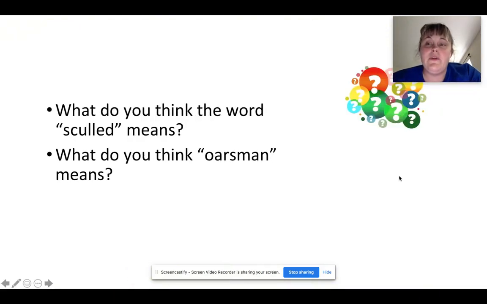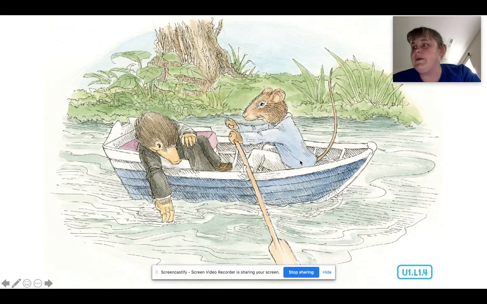So we talked about what we think sculled means, and sculled means like to paddle, and oarsman is the one who's controlling the boat. So here we go.